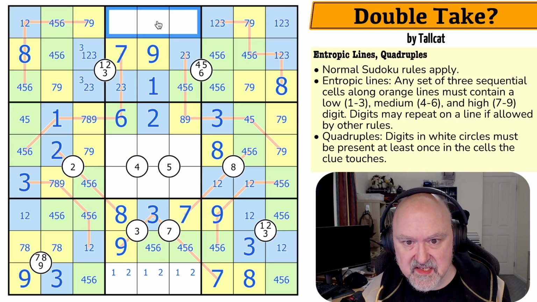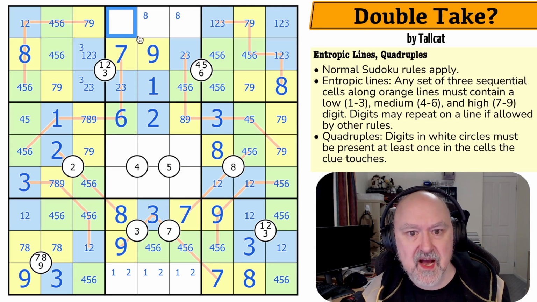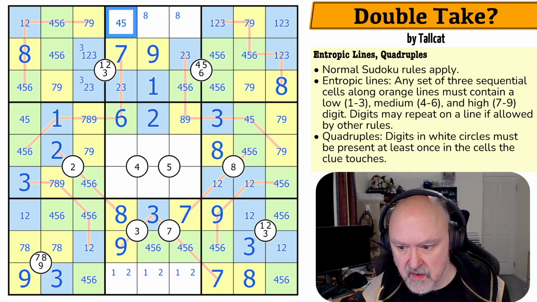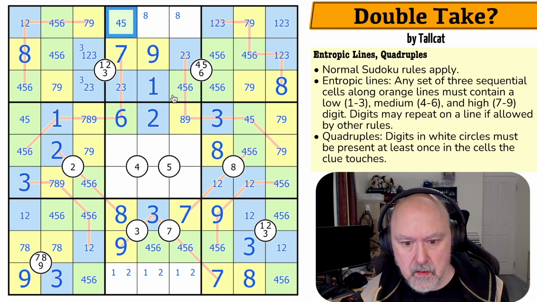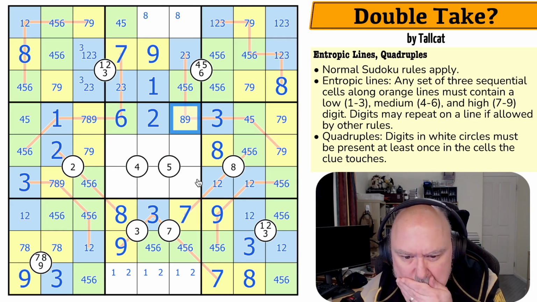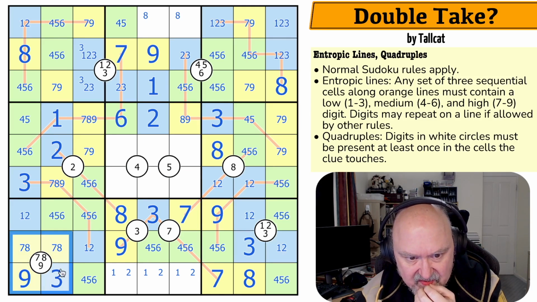So there is an 8 in one of those two. So this can't be low or high because 7, 8, and 9, this sees 3 low digits. So this is 4 or 5 because it also sees a 6 in the column. Eight, no, it could be there. I've got the 1, 2, 3. I've got the 7, 8, 9. I've got the 2. I haven't done the 4, 5.